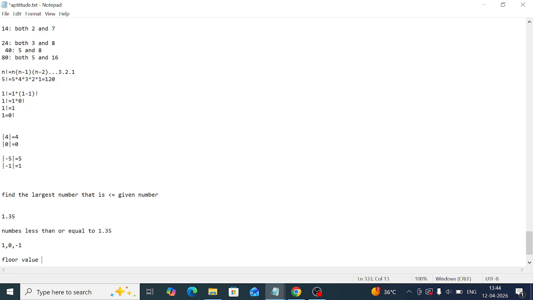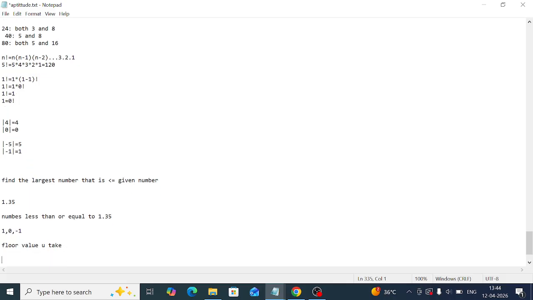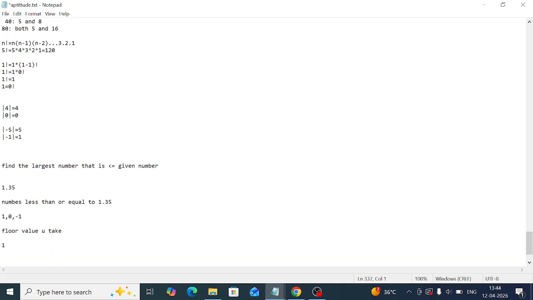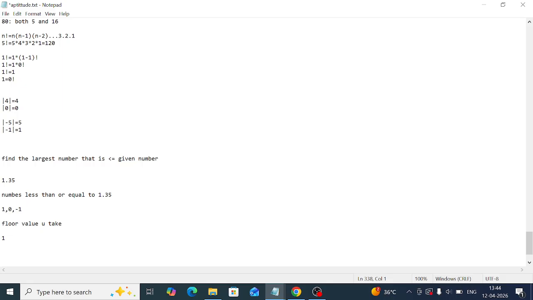Ceil of 1.35 means you have to take 2 as the answer. So floor value of 1.35 means 1 is the answer. Okay. So, I will take -1.5.